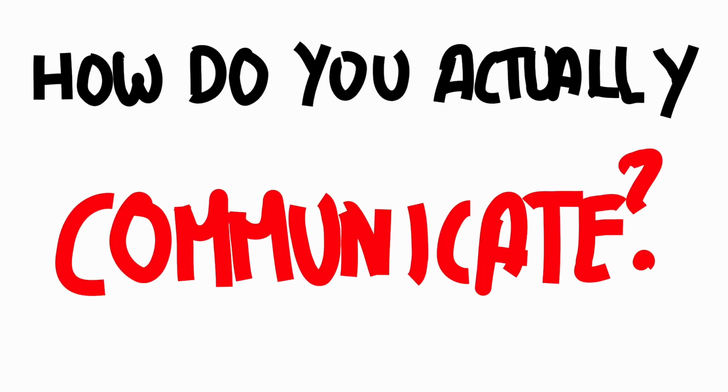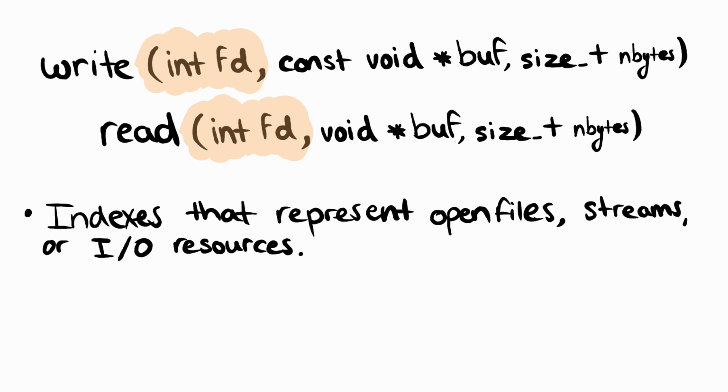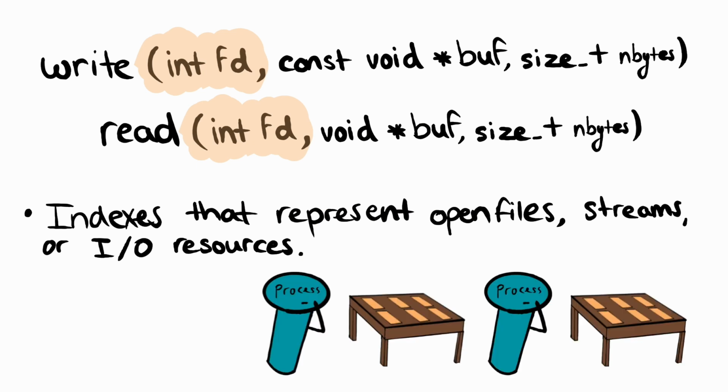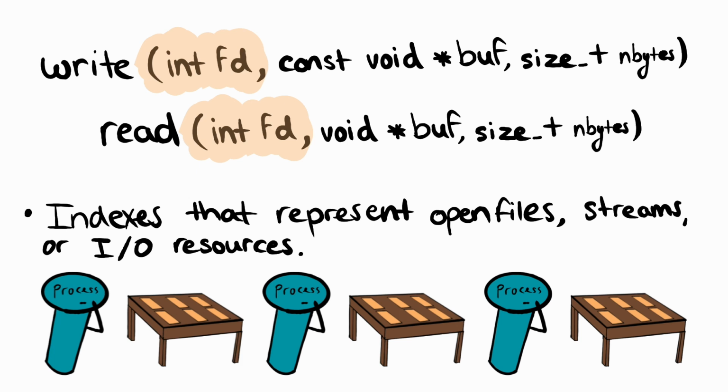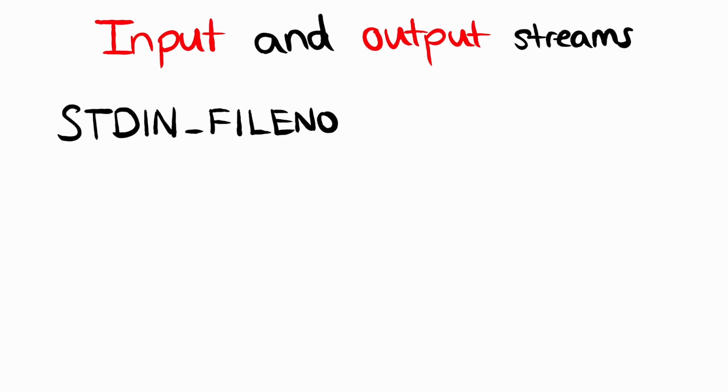Once you've decided which processes will be doing the actions, how do you actually communicate? Enter file descriptors. File descriptors are just indexes that represent open files, streams, or an I/O resource. Notice that I said indexes and not just integers. They live on a table called a file descriptor table, and all processes own one. You know the input and output stream? Yeah, they have their own set of file descriptors called STDIN_FILENO, which is just index 0 on the file descriptor table.